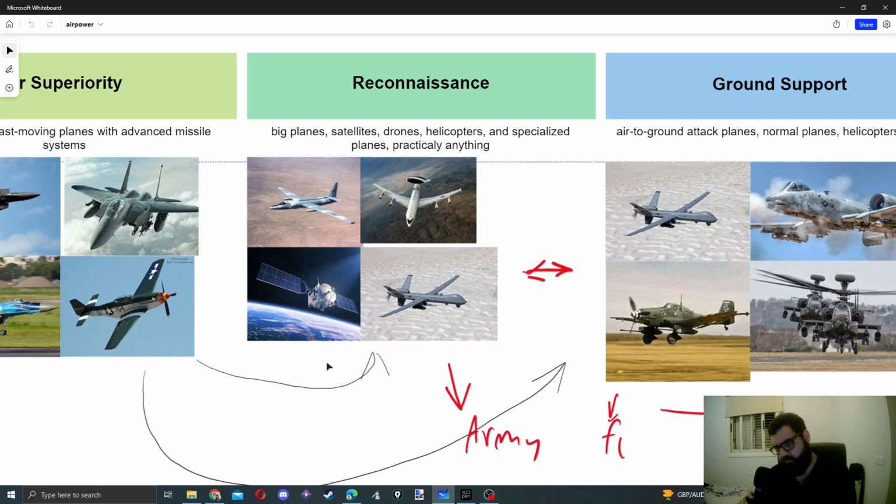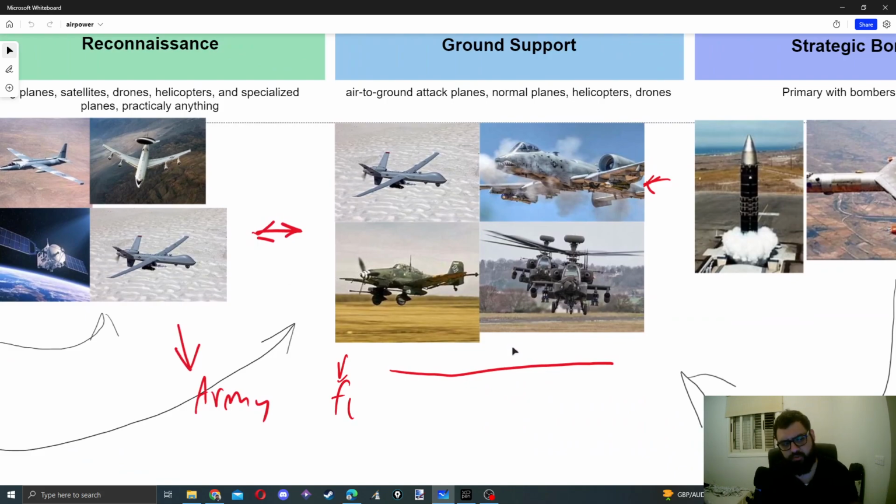Now, before we move to ground support, a key point here, in contrast to the American school of war: air power by itself does not win wars. Air power acts as a multiplier of firepower. And this is where ground support comes in. Once you have achieved air superiority and reconnaissance, then you start using ground support planes to directly provide firepower. Ground support will be drones, helicopters, or just normal attack planes like the A-10. Each one of these has different levels of firepower that it can provide, accuracy, and so forth.